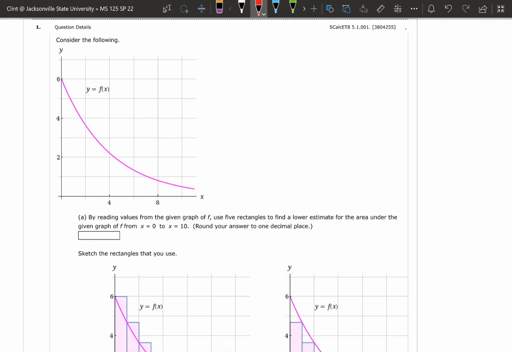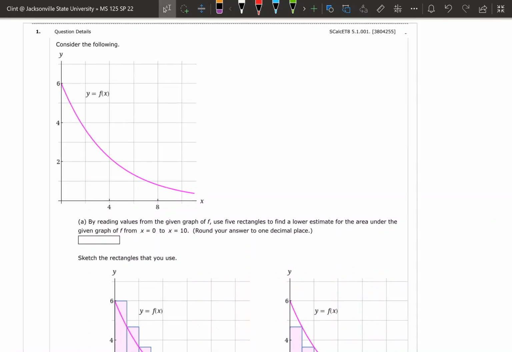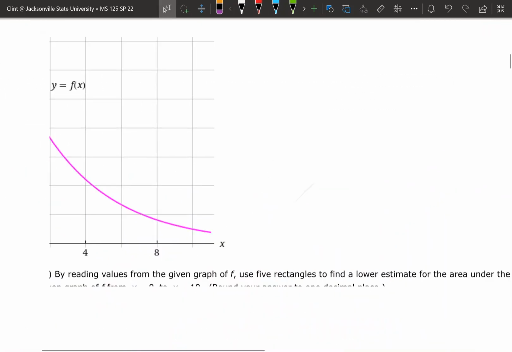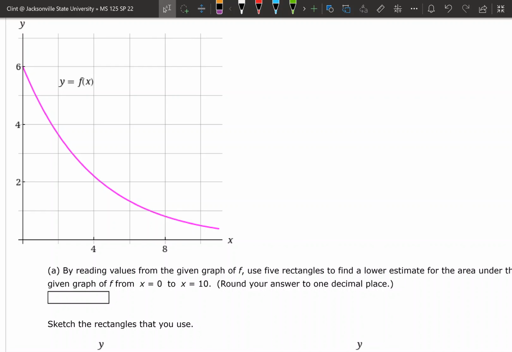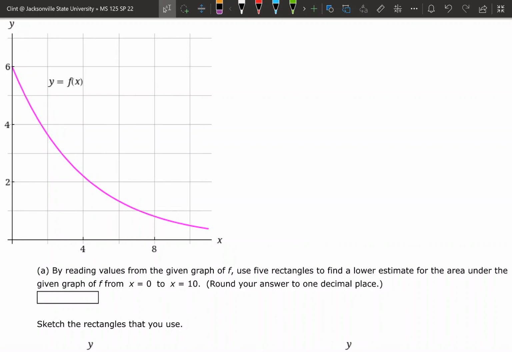Okay. So let's see. This part wants us to get an estimate for the area under the graph here. We want a lower estimate. It says use 5 rectangles, and we want the area between 0 and 10. So if we're using 5 rectangles and we're going out to 10, each one will be 2 wide.